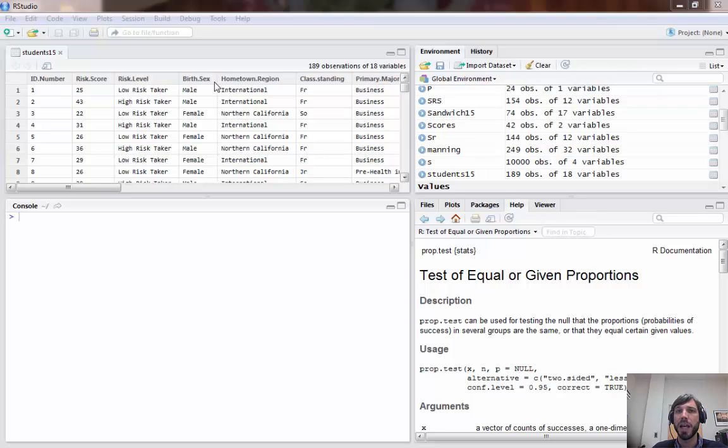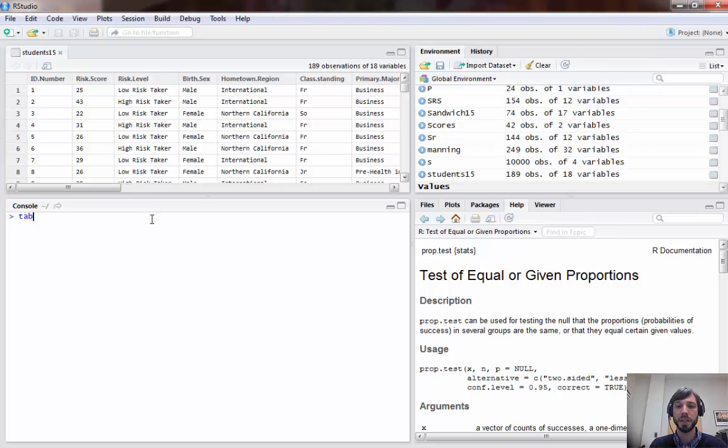So recall that a confidence interval for a population proportion applies in a situation where you have a single binary variable, for example, birth sex in this example, and you would like to summarize or estimate the population proportion of students at Pacific, for example, who are a particular birth sex, for example, female.